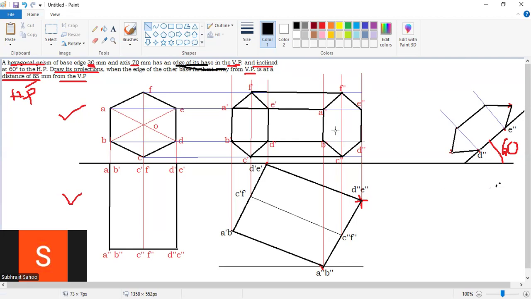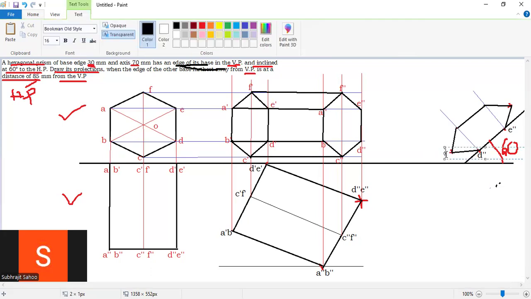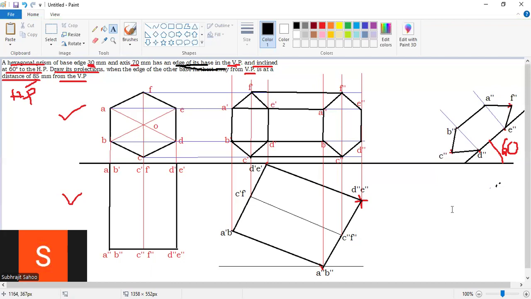Sir, what is the next? Very simple, sir. Observe, sir. What is the point here? This is my C point, right? C double dash. This one is my B double dash, and this one is my A double dash, and this one is your double dash. Right? Some points are yours, some points are mine here.